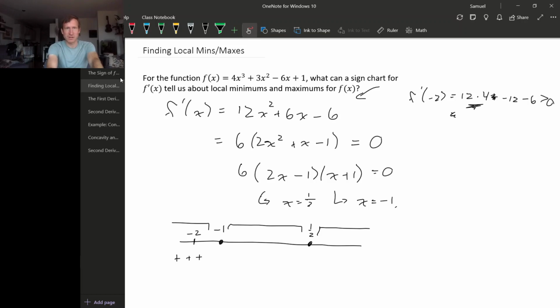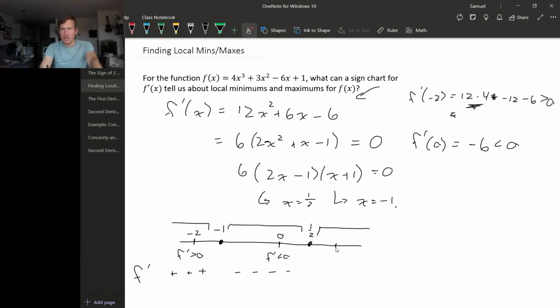So on this interval, f prime is positive. So our sine chart is pluses here. All right, now let's pick a test value between minus 1 and a half. Might as well choose 0. That's a nice easy one to do. So f prime of 0, that's minus 6. That's definitely less than 0. So on this interval from minus 1 to a half, f prime is less than 0. So negatives. F prime is negative on this interval.